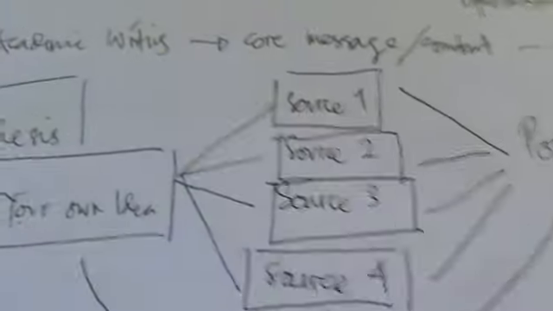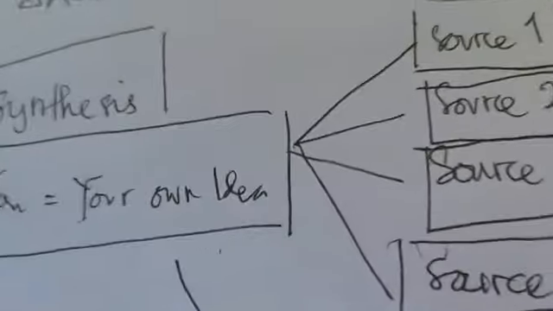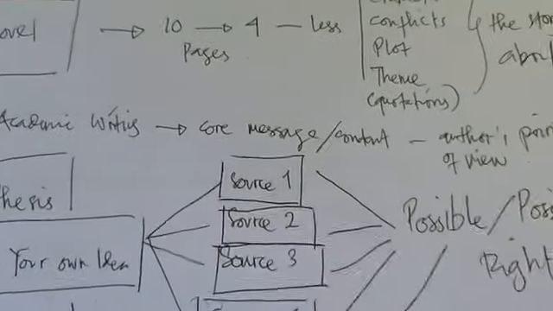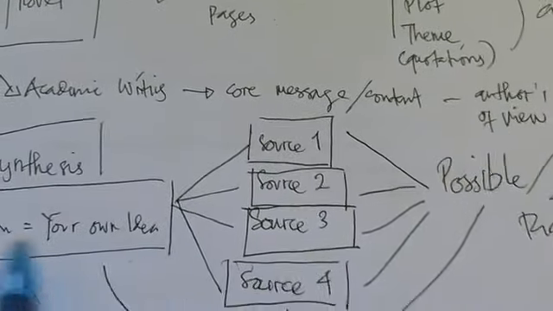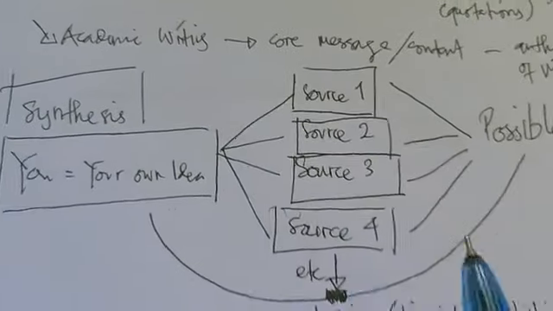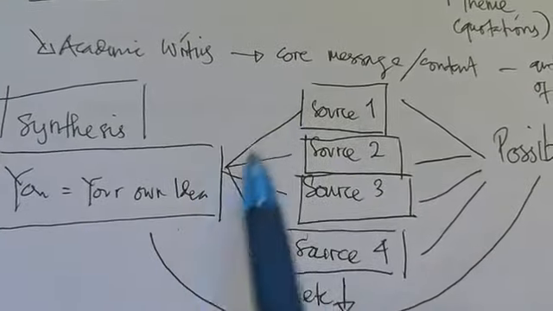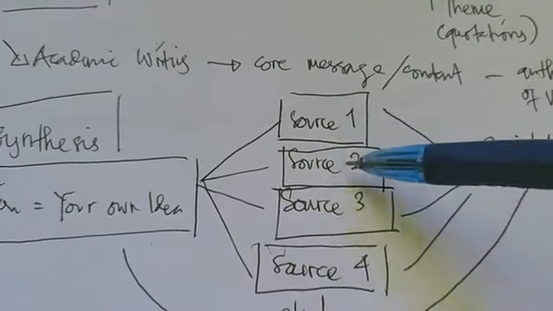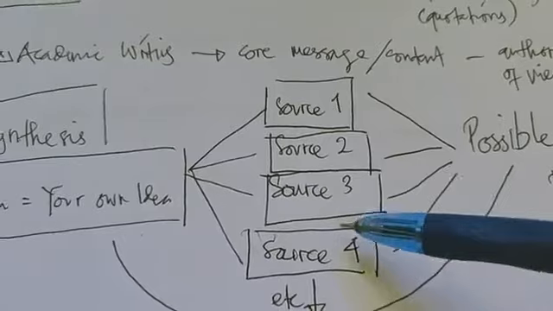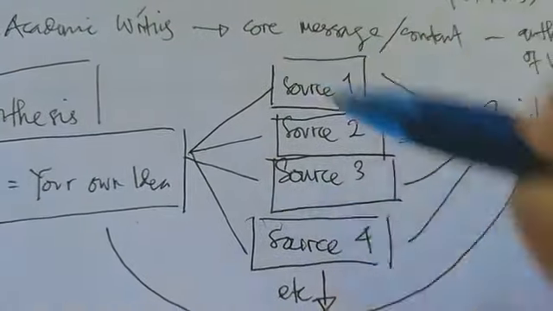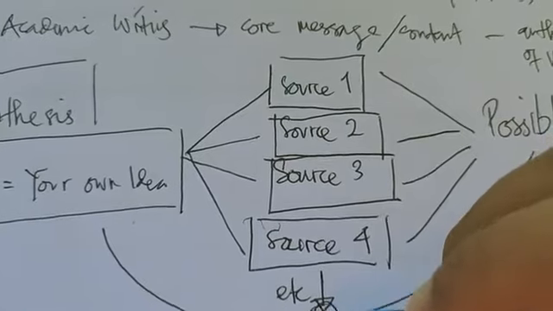And then what about synthesis, or synthesizing? I'll give you an example. It's like your own idea. You have an idea about a particular matter, and then you read sources. Let's say the example is four sources: source 1, source 2, source 3, source 4. And the sources are also about your own idea.